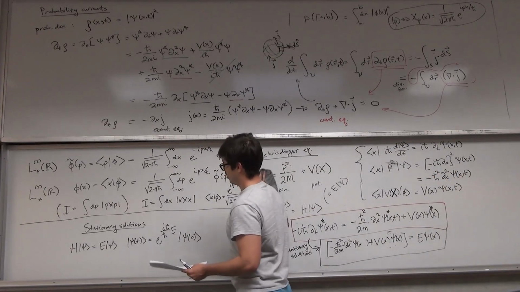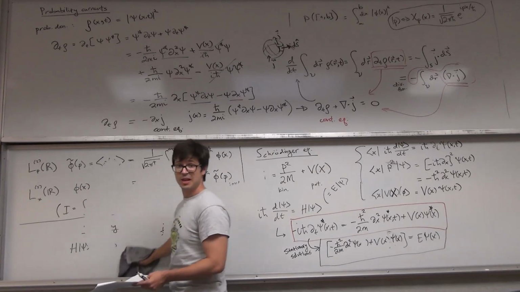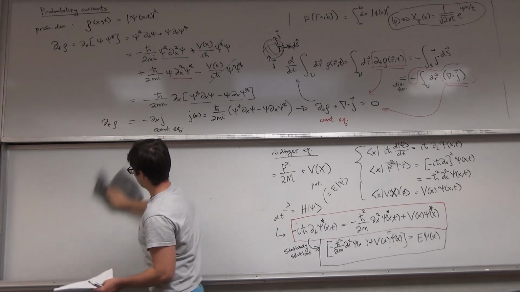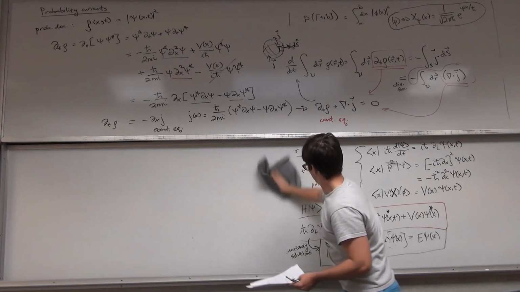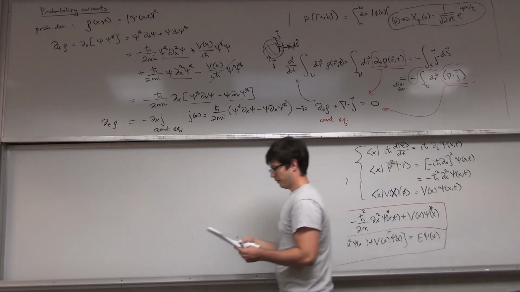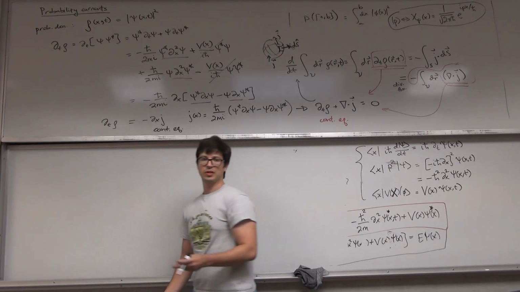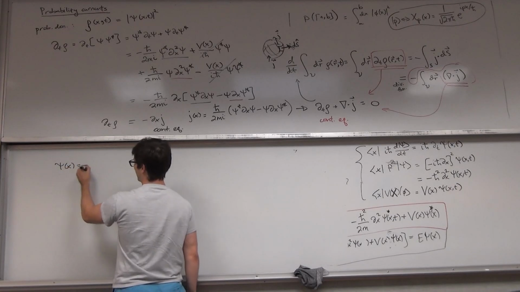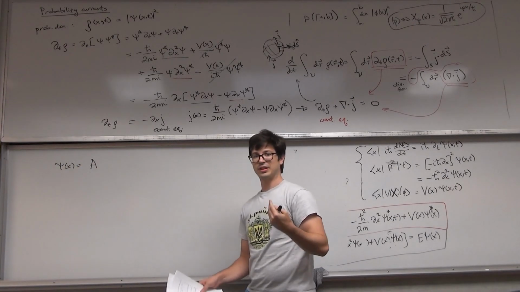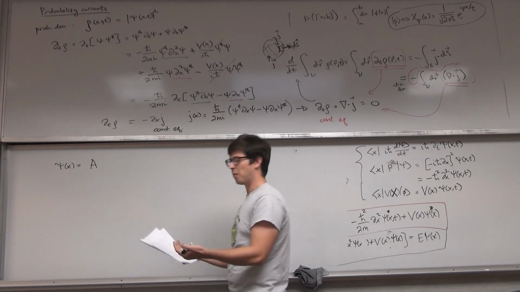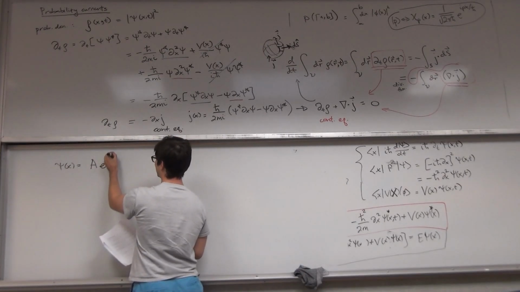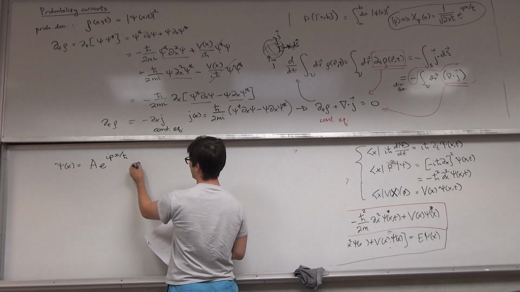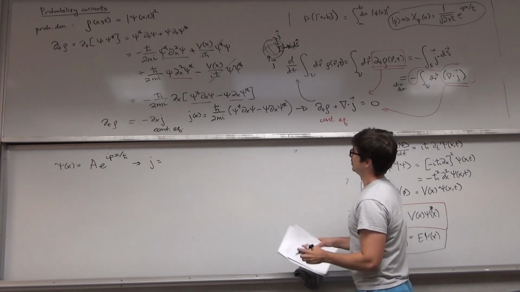Okay, so let's do a short example, a little example of a probability current. Let's look at a plane wave. Let's look at the wave function associated with an eigenstate of momentum, e to the i p x over h bar. And from this, we can just calculate what J has to be using this formula.